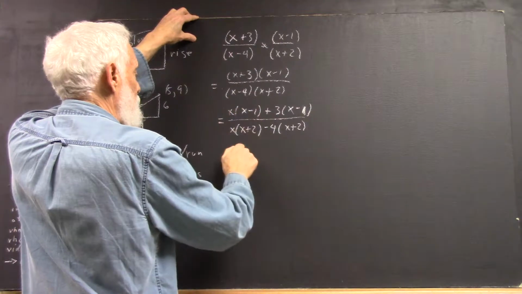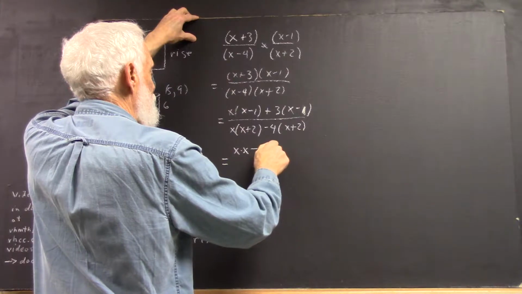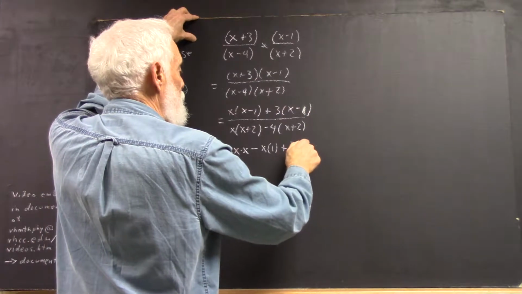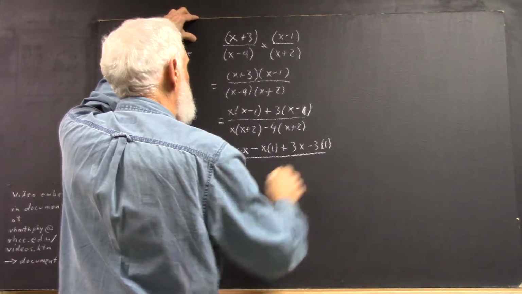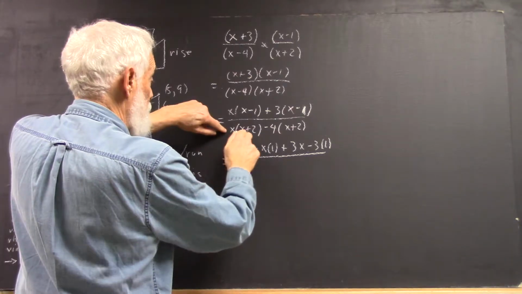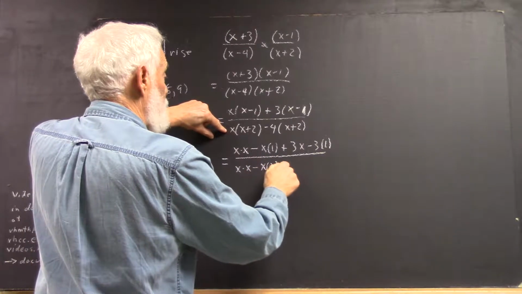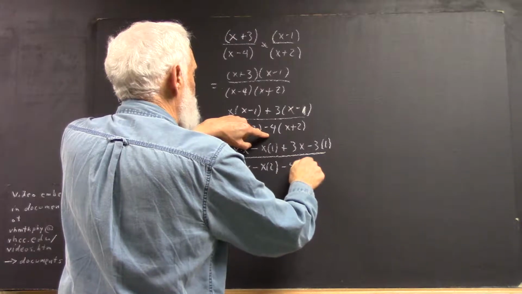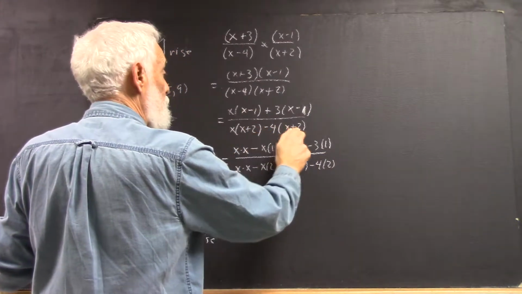Well, x times x minus 1 is x times x minus x times 1. 3 times x minus 1 is 3 times x minus 3 times 1. Your denominator, you have x times x plus 2, that's x times x minus x times 2, and then it's minus 4 times x minus 4 times 2.